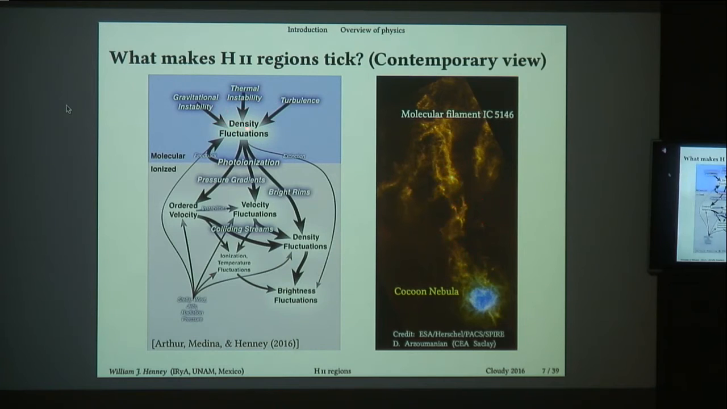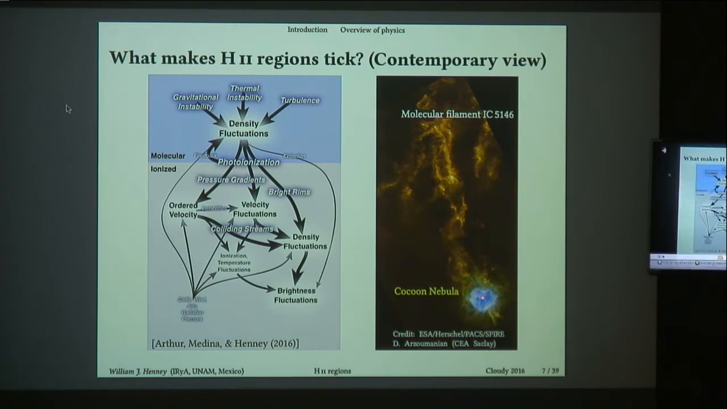Thermal instabilities in the ISM between the warm and cold neutral phases, gravitational instabilities and turbulence all lead to the production of these filaments. And then when this is photoionized, you will get pressure gradients that cause the expansion of the H2 region on large scales because these are just finite size filaments. But you can also see structure on many other scales.